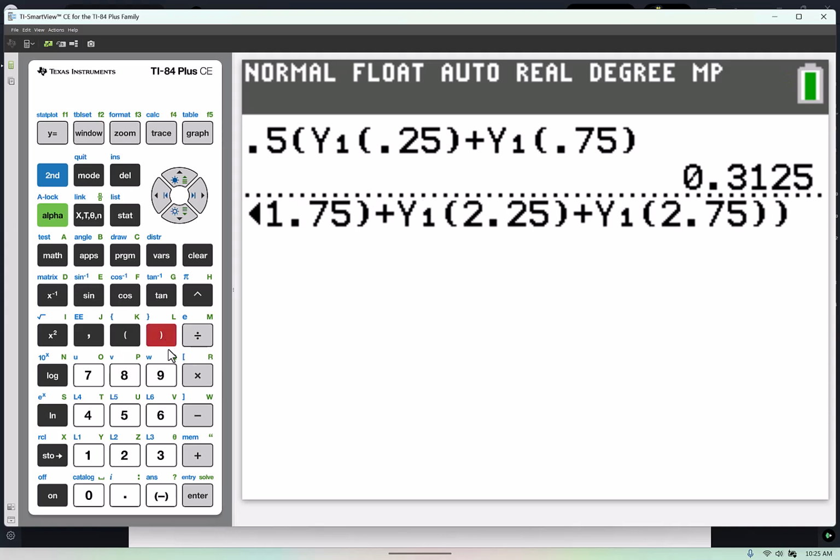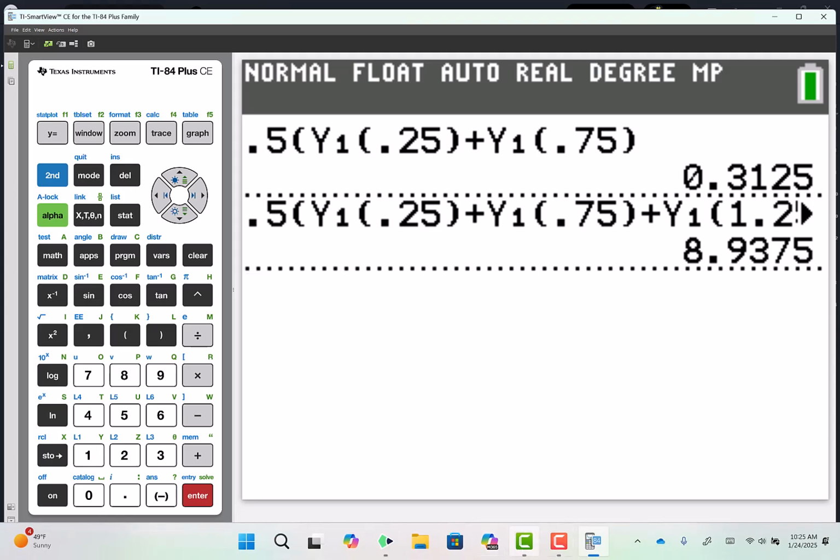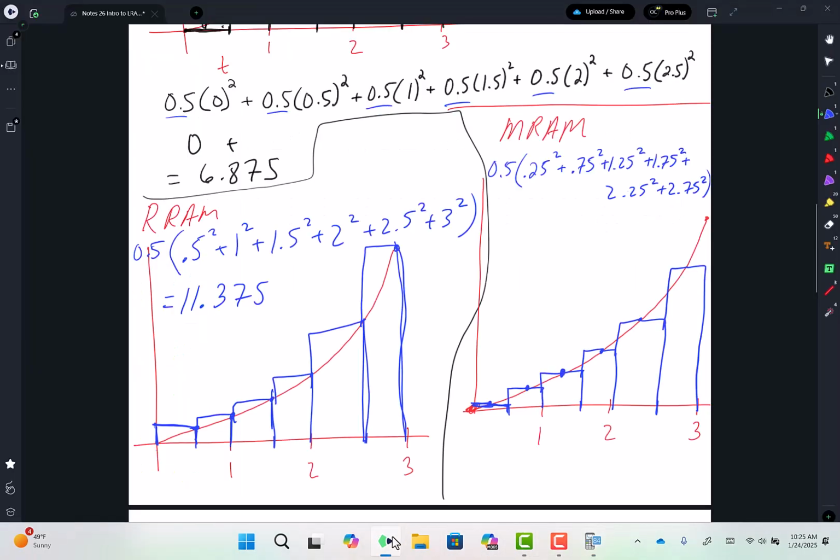Okay, before I push enter, what'd you guys get? Good job. 8.9375.